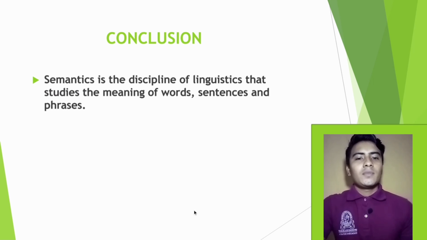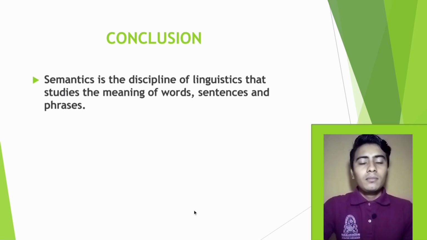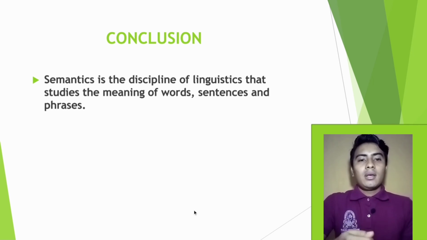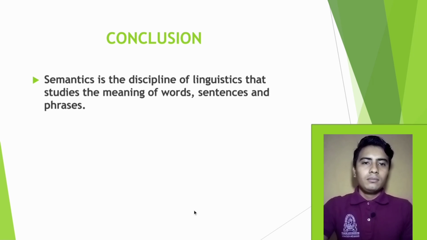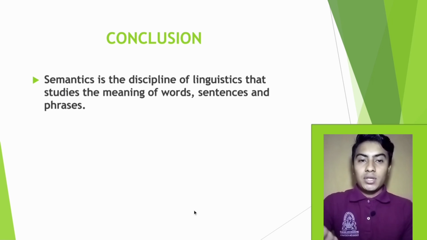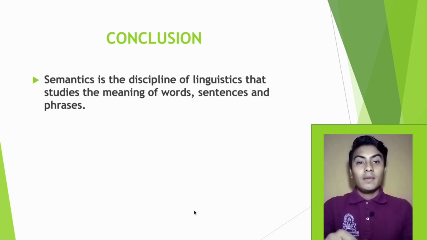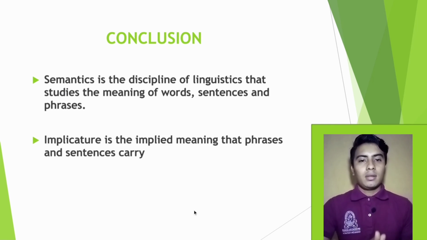To conclude, today we have studied the most important part of semantics. And we can summarize that semantics is the discipline of linguistics that studies the meaning of words and sentences. Two of the most notable points of semantics are the implicature and the speech acts. The implicature is the implied meaning that phrases and sentences carry but is not said textually, but through phrases that may seem totally out of context.